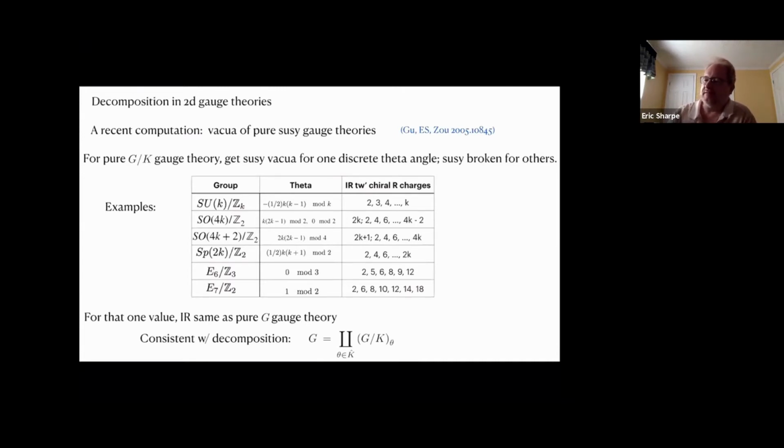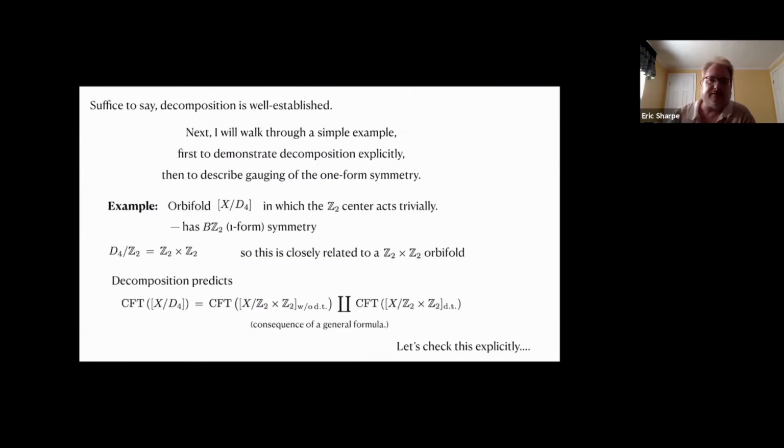So suffice to say, decomposition seems to be well established, or at least after fiddling with this for years and years and years, I have yet to find a counterexample. If anyone can think of one, by all means, get in touch. I'll be happy to take a look. Now, what I want to do next is walk through a simple example, first to try to demonstrate why this perhaps obscure looking result actually works, and then to describe how exactly one gauges that one-form symmetry in that context, which is the new piece of this particular story. It's in principle the reason I'm giving a talk today.